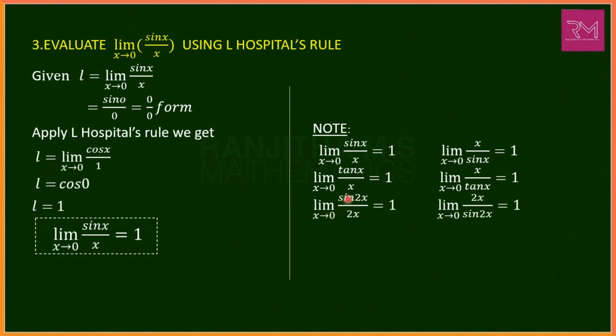Also we have limit of sin 2x by 2x as x tends to 0 value is equal to 1, and limit of 2x by sin 2x as x tends to 0 value is equal to 1. Again we have limit of tan 2x by 2x as x tends to 0 which is equal to 1. Same as this, limit of 2x by tan 2x as x tends to 0 value is equal to 1. If we solve all these problems using L'Hospital rule, the procedure is same as this. We get all the value which is equal to 1 itself.